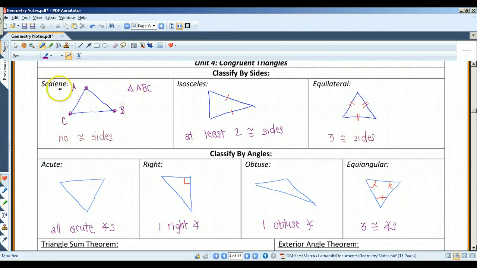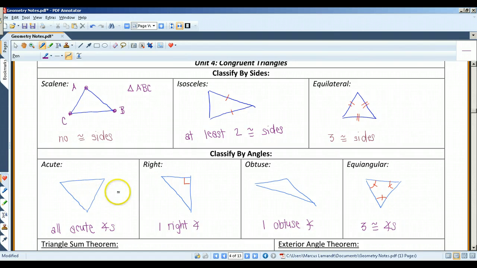Okay? A scalene triangle has no congruent sides, so all the sides are different. An isosceles triangle has at least two congruent sides. An equilateral triangle has three congruent sides, so all three sides are congruent. So if I ask you to classify a triangle by its sides, you're going to tell me it's either scalene, isosceles, or equilateral.